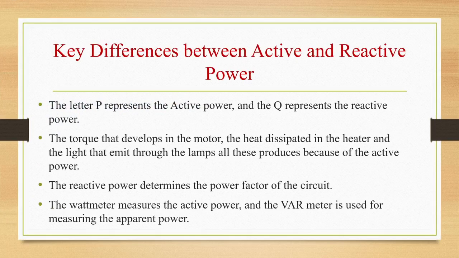So letter P represents active power, and Q represents reactive power. The torque that develops in the motor, the heat dissipated in the heater and the light emitted by the lamp are all produced because of active power. Reactive power will determine the power factor of the circuit. A wattmeter will measure the active power and a VAR meter is used for measuring the reactive power.